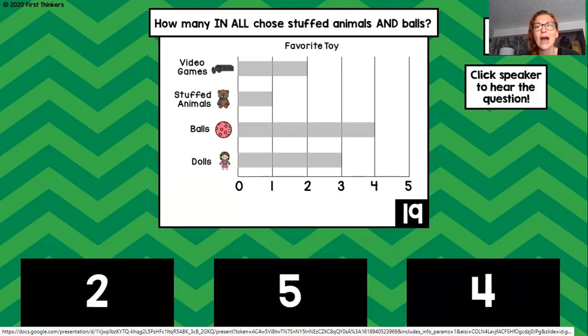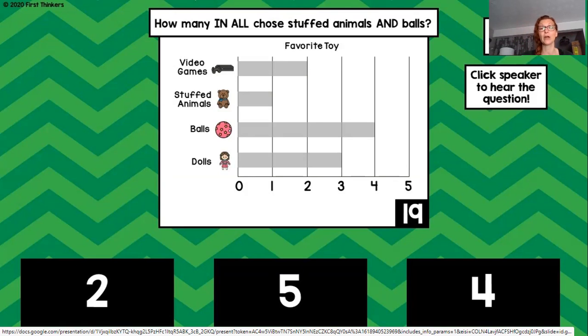All right, how many in all? What sign is that gonna tell you to use? How many in all chose stuffed animals and balls? Right, show me with your arms or your fingers. What does that mean? What sign are we going to use? Are we going to use the minus sign or are we going to use the plus sign? So either plus or minus. What are we going to use? How many in all show stuffed animals and balls?